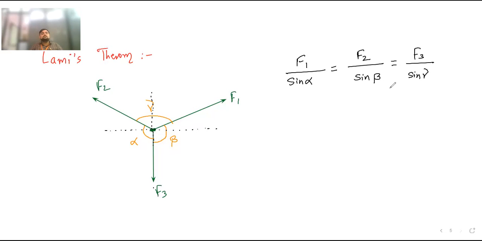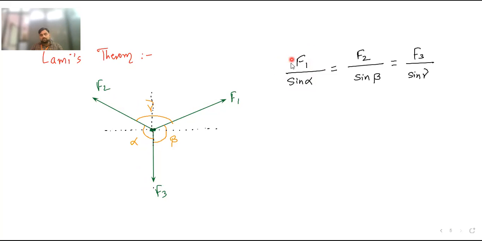So this is nothing but Lami's theorem. So what Lami says: whenever three forces are acting at a point, then each force, suppose we take the first force F1, is proportional to the sine of the angle between the other two forces. The other two forces are F2 and F3, and the angle between them is alpha. So we take the sine of that angle.